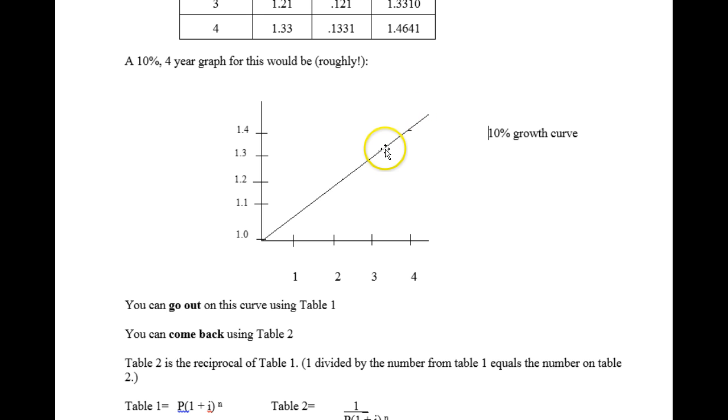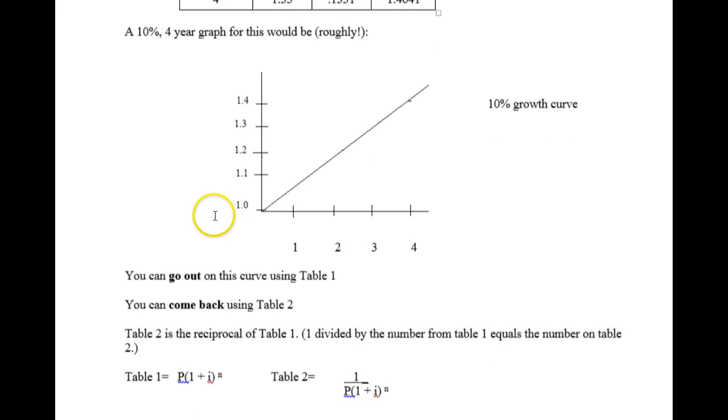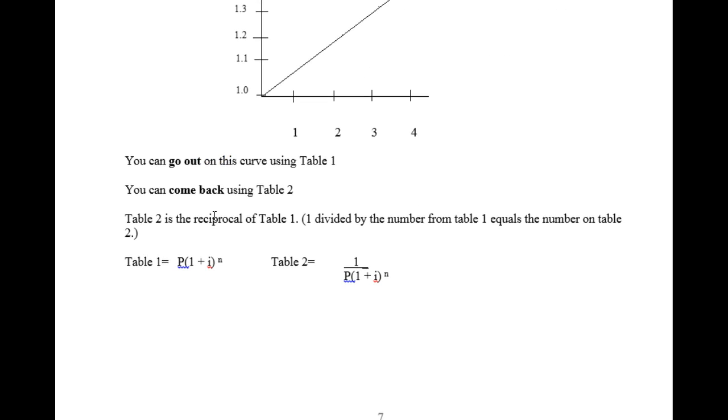Table 2 would bring you back. If you know how much something is worth at the end of 4 years, how much is it worth now? So you know that it's worth $1.46 at the end of 4 years. Can you get back to the $1 amount? You can do this using table 2. It's a reciprocal relationship. Table 2 is the reciprocal of table 1, which means you could take the numbers on table 1 and say 1 divided by whatever number on table 1 would equal the number on table 2.